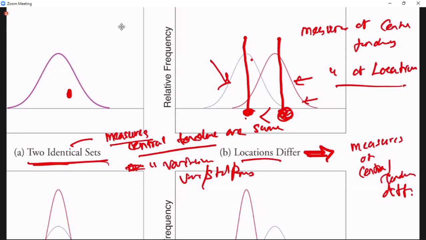The blue curve has different measures of central tendency from the other. But they have the same variance and range. If you calculate their variances, you would get the same variance. If you calculate their range values, you would get the same range values because both curves are similar, no? But their location is different. Their measures of central tendency are different. Is that clear, guys?